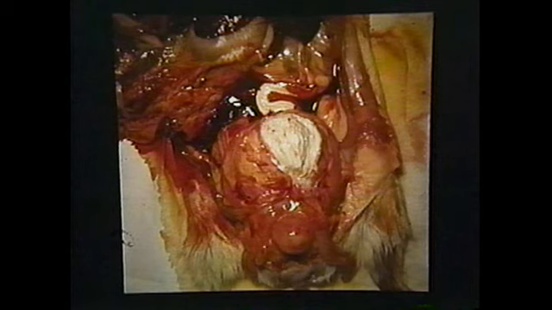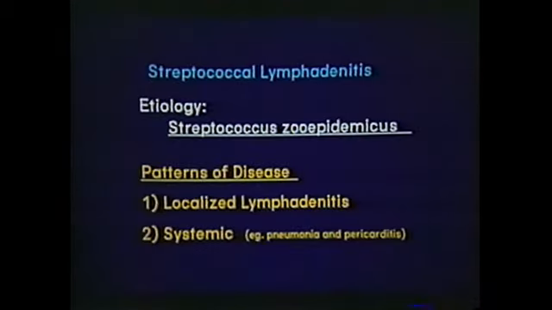A guinea pig with bilateral streptococcal lymphadenitis, very enlarged cervical lymph nodes. This one's been incised, and there's purulent exudate flowing from the incised node. They may also occur in other areas of the body. In this case, it's a mesenteric lymph node that's abscessed and contains purulent exudate. So streptococcal lymphadenitis, the etiology is a streptococcus. It's Strep zooepidemicus. Patterns of disease, usually it's a localized lymphadenitis, but occasionally it will be a systemic infection resulting in pneumonia and occasionally pericarditis as well.